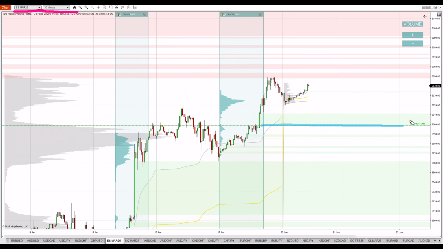The support is at 5,999. And it is based on this small volume cluster, this little volume bump which got formed in this little rotation. Now if you look at the volumes here, they are not that heavy, but what is important here is that from this zone, from this little rotation, a very strong and aggressive buying activity started, and that's what makes this little volume cluster important, right?